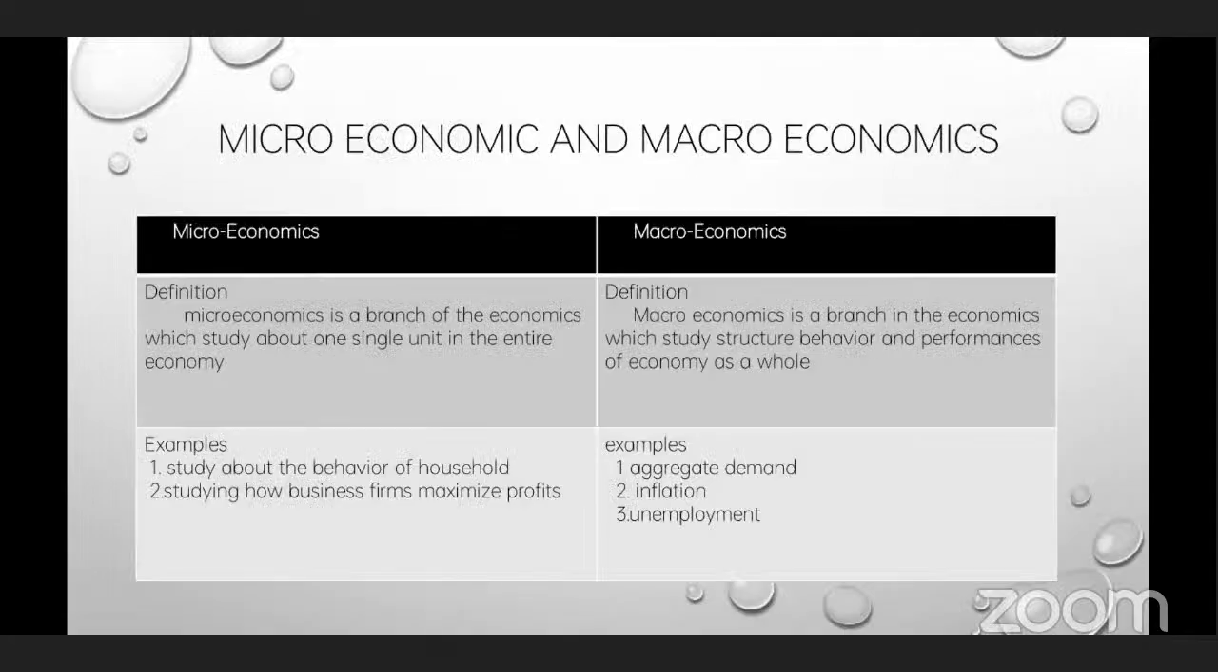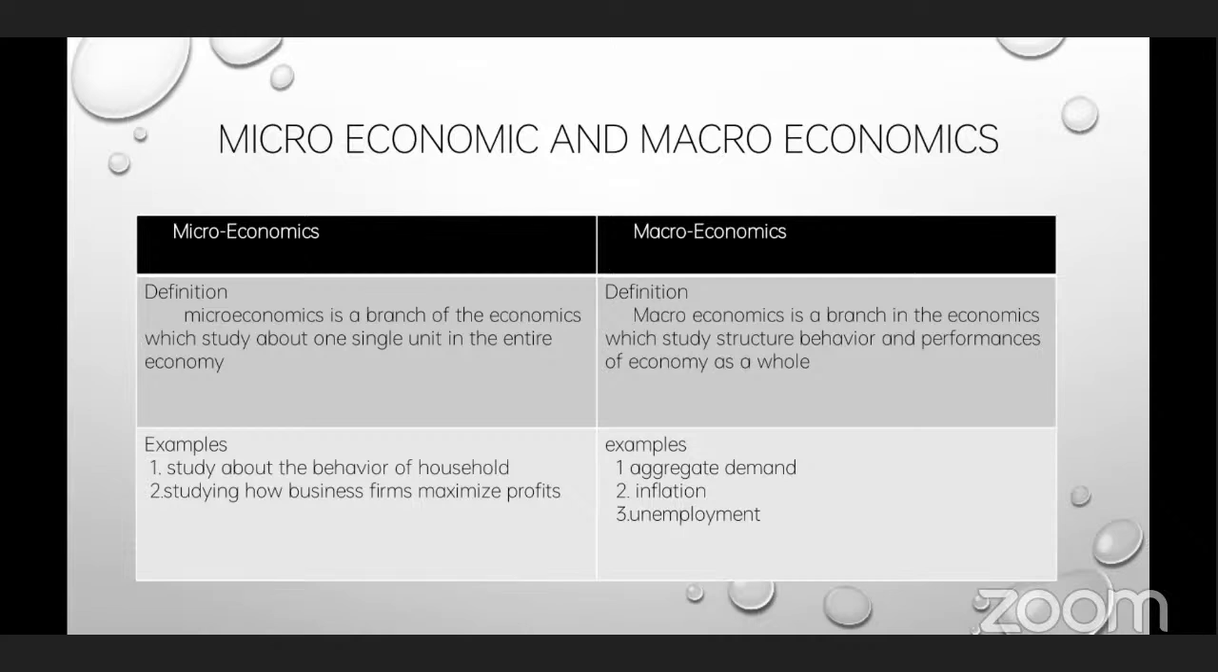Okay, we can see what microeconomics and macroeconomics are. These two terms refer to different approaches of economic analysis. First, let's try to understand the two terms micro and macro. Micro implies a very small unit, while macro implies the whole mass or taking everything together at the aggregate level. Okay, we'll see the definition of microeconomics. Microeconomics is a branch of economics which studies one single unit in the entire economy, while macroeconomics is a branch of economics which studies the structure, behavior, and performance of the economy as a whole.